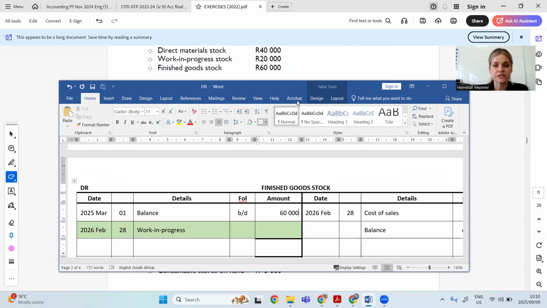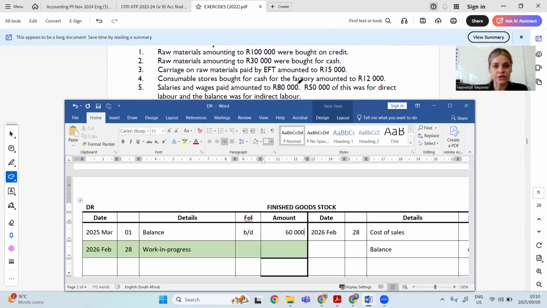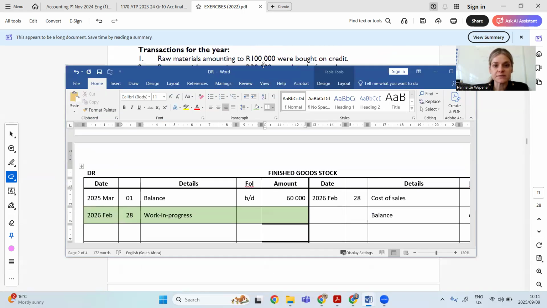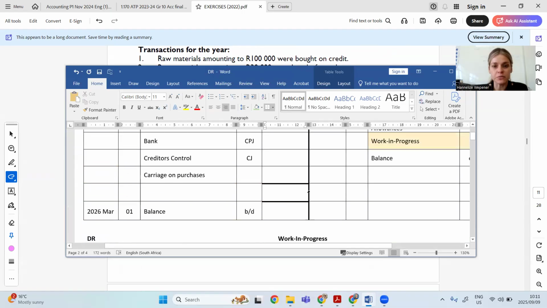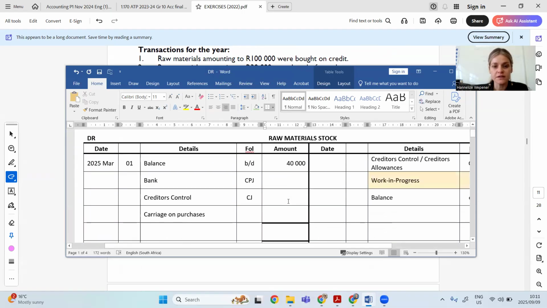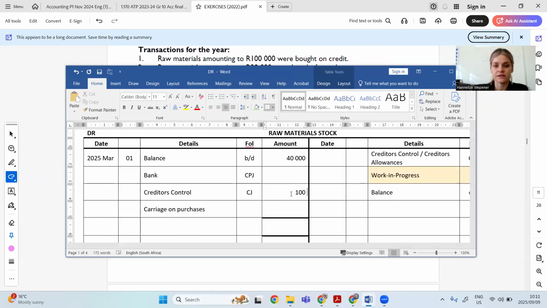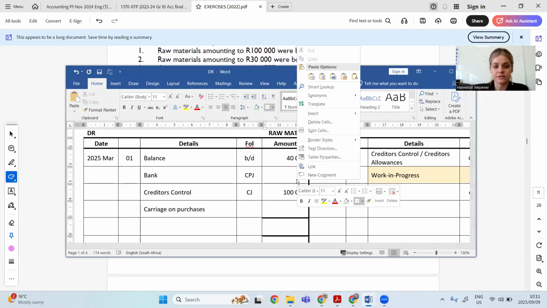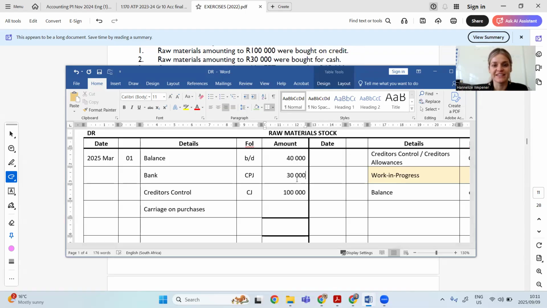Now we go to the additional information, all in transactions for the year. Starting with raw materials amounting to 100,000 Rand were bought on credit. So we have more raw material stock, purchased on credit, 100,000. So adding on to that. Raw materials amounting to 30,000 were bought for cash. So we also had cash purchases.